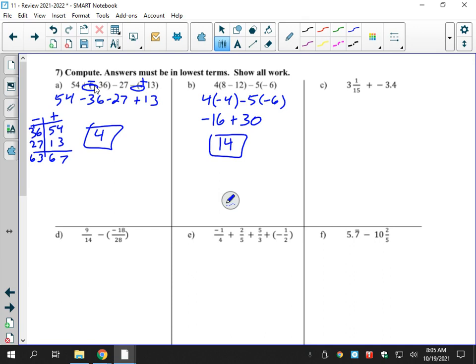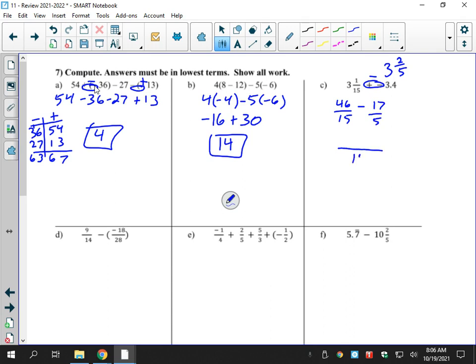On C, 3 and 1/15 plus -3.4, right? I can see, oh, double sign, difference. 3.4 is 3 and 4/10, or 3 and 2/5. I'm going to make them improper fractions. 15 times 3 is 45, plus 1 is 46/15, minus 5 times 3 is 15, plus 2 is 17, 17/5.